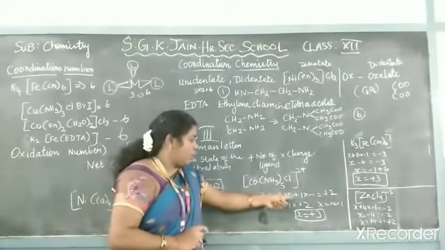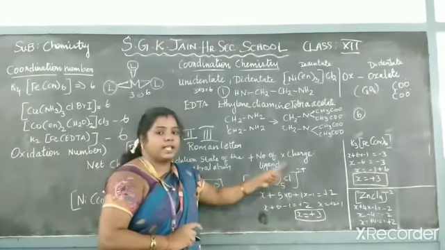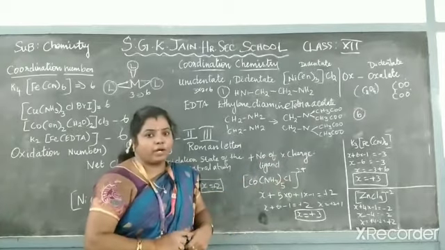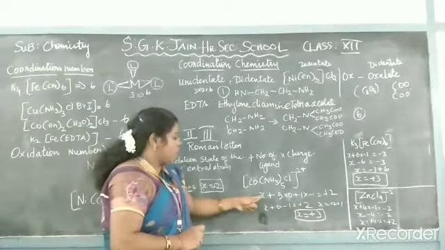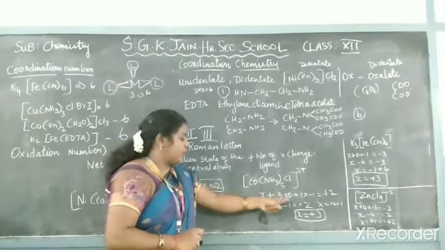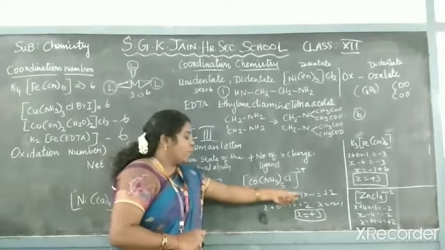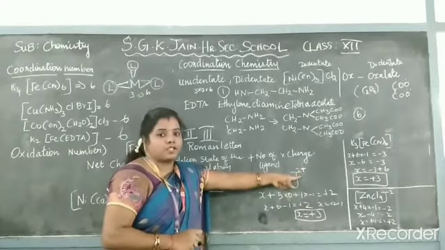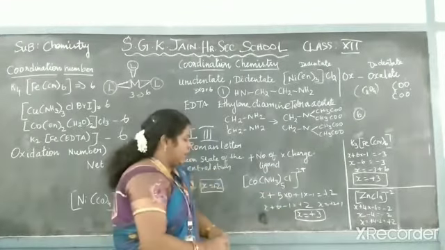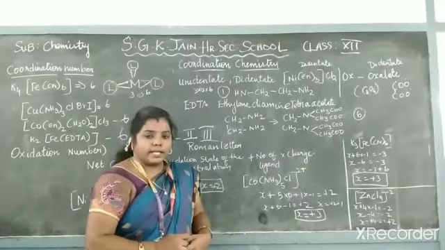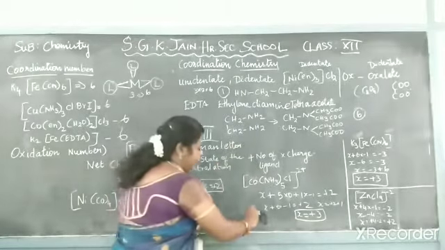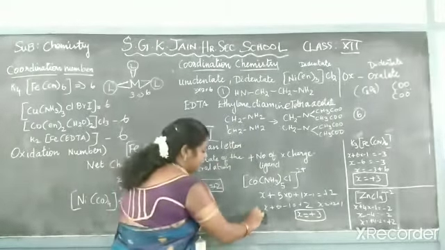So let it be 0 plus, how many chlorine are there? There is 1 chlorine. 1 into, what is the charge for chlorine? It is minus 1. So X plus 5 into 0, 0, 1 into minus 1, minus 1. The overall charge has been given as plus 2. So X will be 3. What is the oxidation state of cobalt in this complex compound? It will be plus 3. In the IUPAC name you have to mention it in Roman numerals.